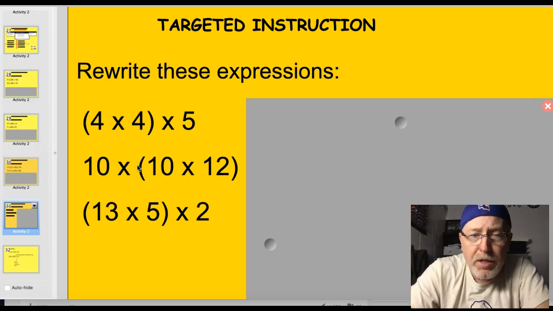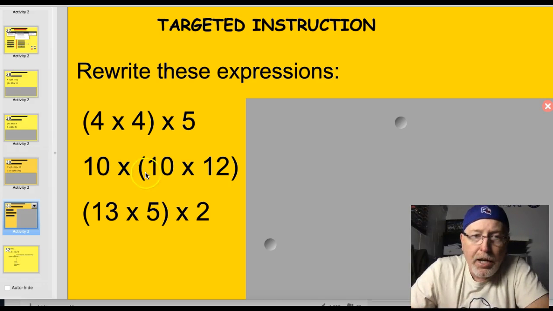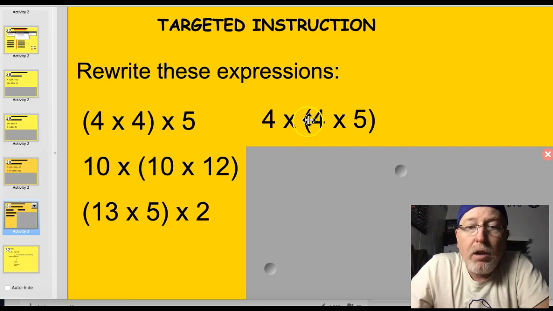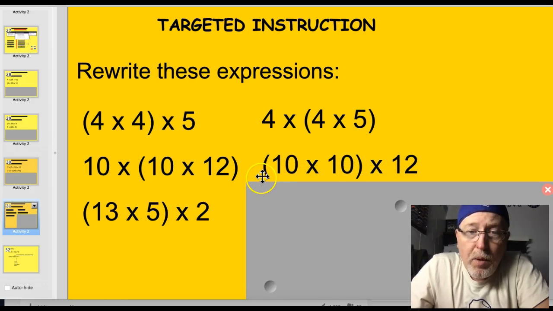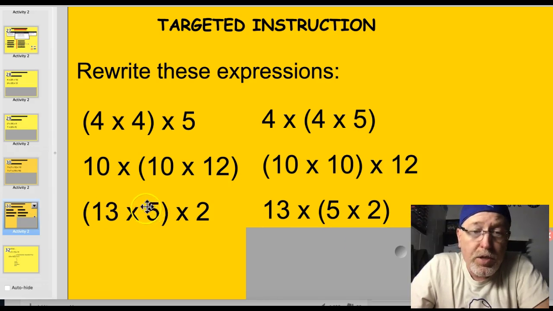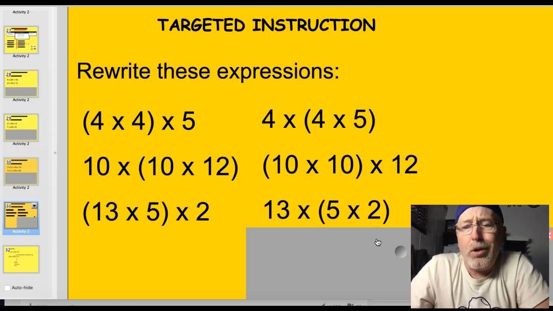3 quick ones. See if you can rewrite these using the associative property. Let's see how you did. 4 times 4 times 5. Well, I just moved the brackets. 4 times 4 times 5. Good. This one here, 10 times 10 times 12. Well, I moved the brackets. 10 times 10 times 12. And then this one here, again, instead of doing 13 times 5, I'm doing 5 times 2 first. Just makes the problems easier to solve, too. That's the whole point of using it.